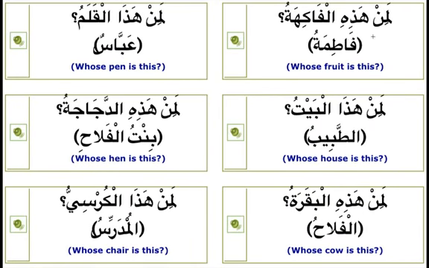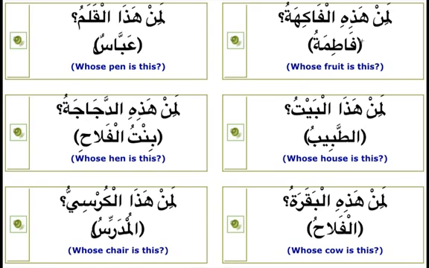So we get used to this. So liman hadihil fakihatu. So we have got here the answer. We need to use the harf jar li and give a full sentence. Whose fruit is this? Fakiha means fruit. So now we have to bring hadihil fakihatu, this fruit. So hadihi is mubtada, al fakihatu is badal, and we have to say li fatimata.